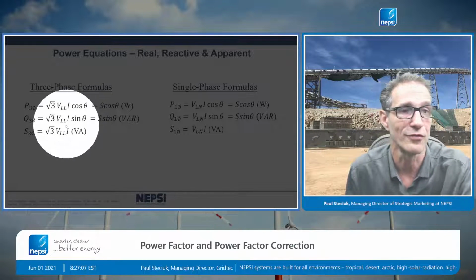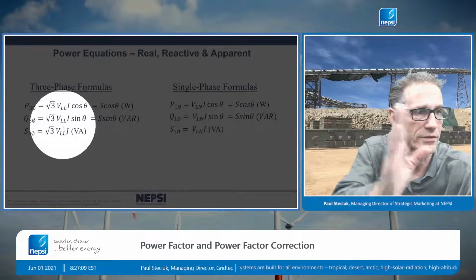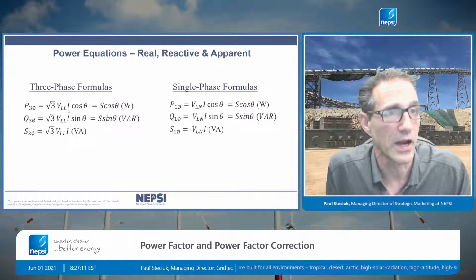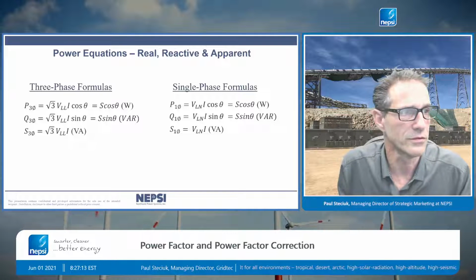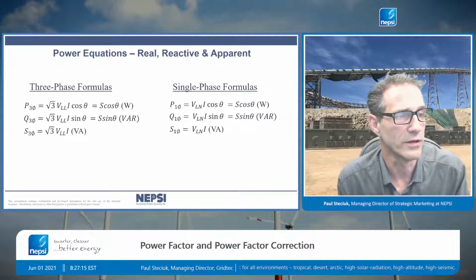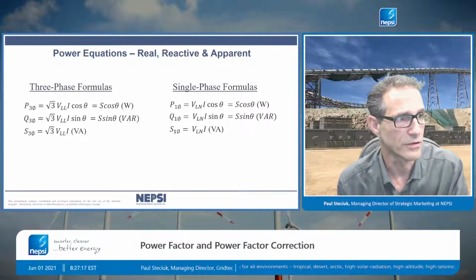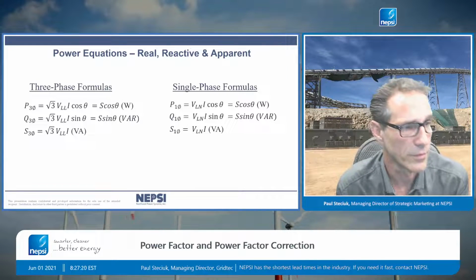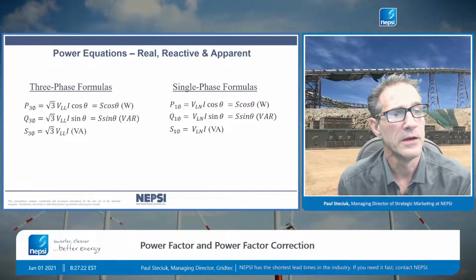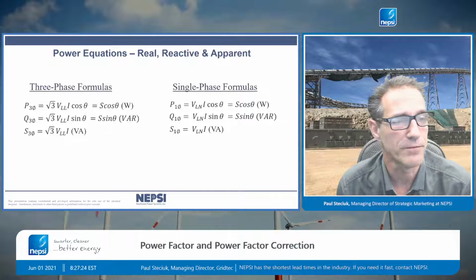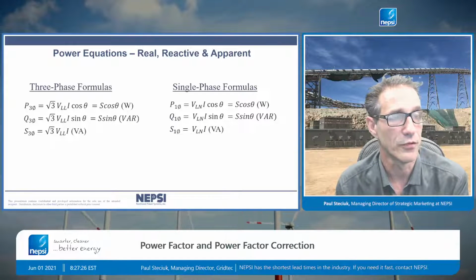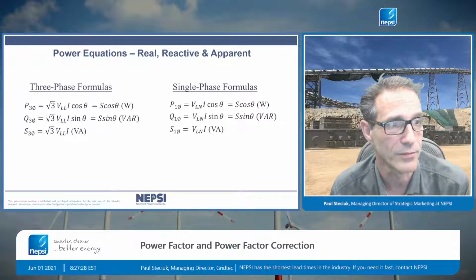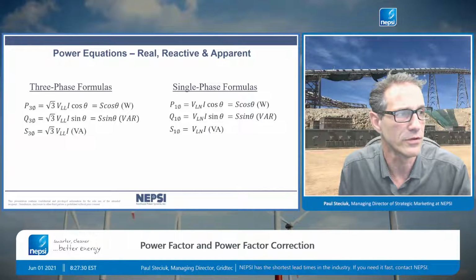So sine is associated with the vertical axis, right? Sine equals the opposite over the hypotenuse, and cosine is the adjacent over the hypotenuse. Okay, and then for three-phase, the complex power, the apparent power, is equal to radical 3 times V line to line times the current in the line, in volt-amperes of the line.